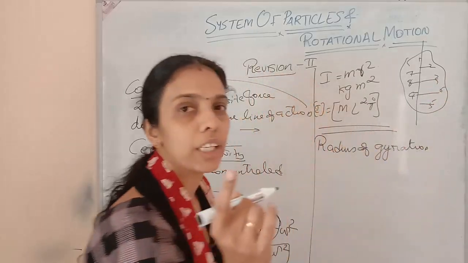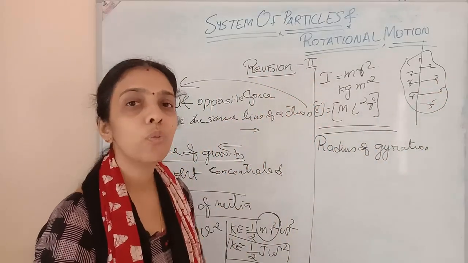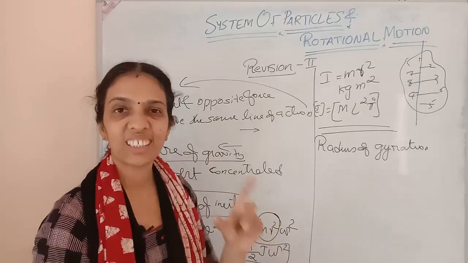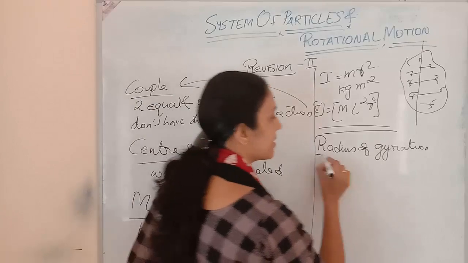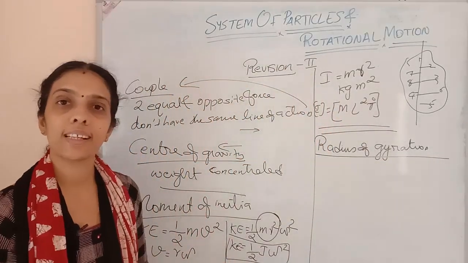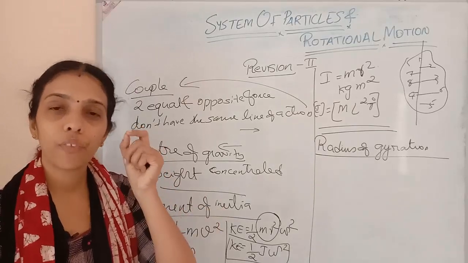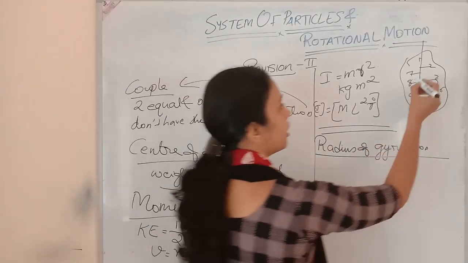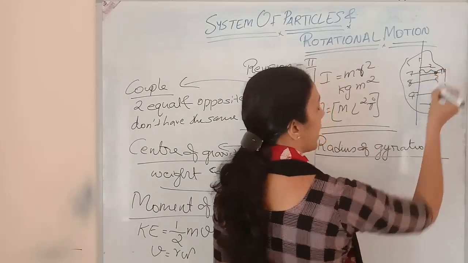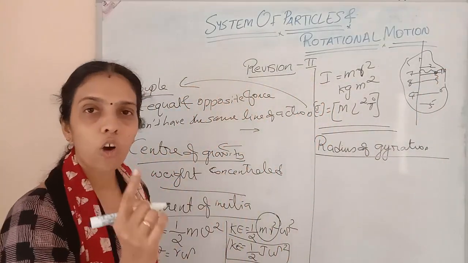So it is very difficult to take r in that case. So where should we take for finding out the moment of inertia, that distance? That distance is called a radius of gyration. So what is the distance? It is the distance from the axis of rotation to the center of mass of the object. That is called a radius of gyration.